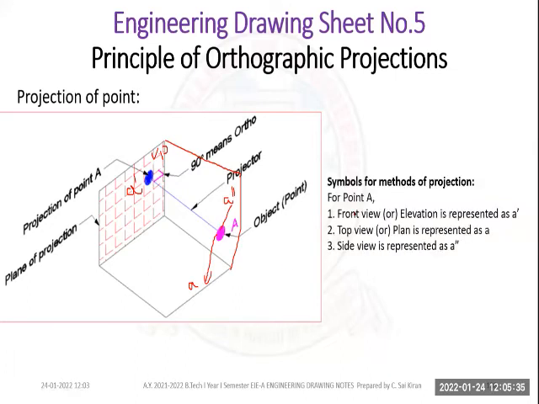The front view is also called the elevation. In some problems, they will ask you to show the elevation view, or else they will ask you to show the plan. Plan is nothing but the top view. This is my top view. Top view is plan and front view is elevation. Side view is directly called side view. So the front view you represent as a dash, the top view as a, and the side view as a double dash.